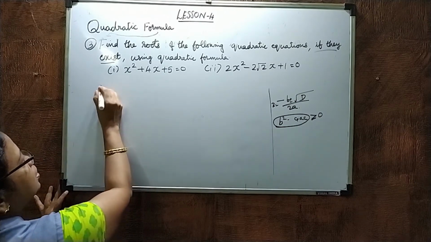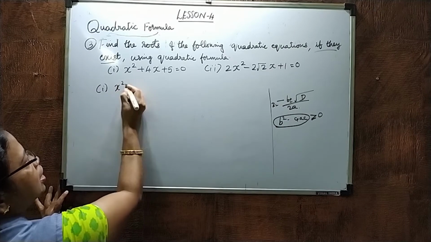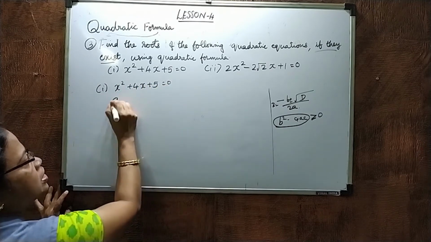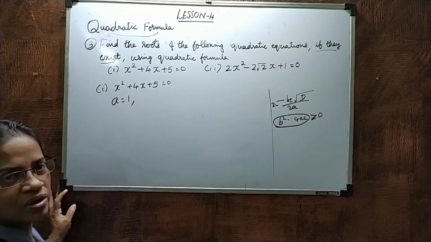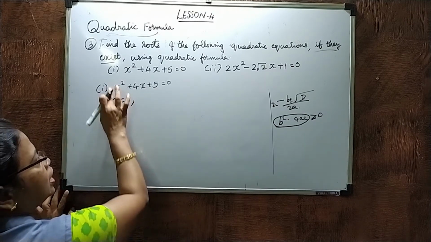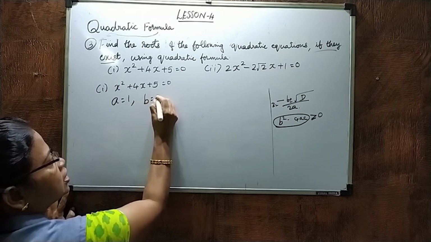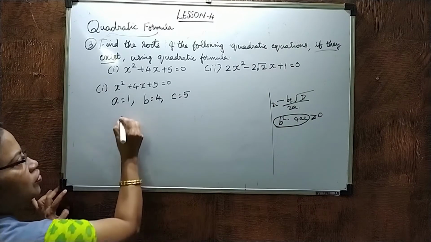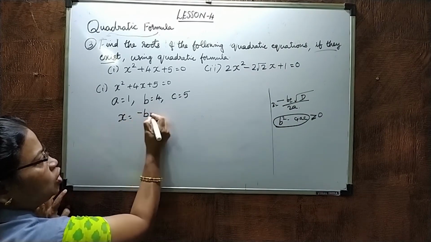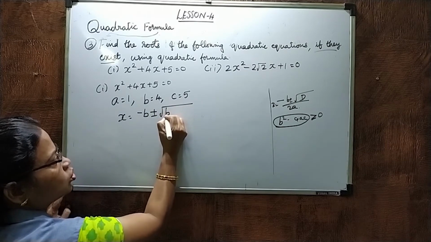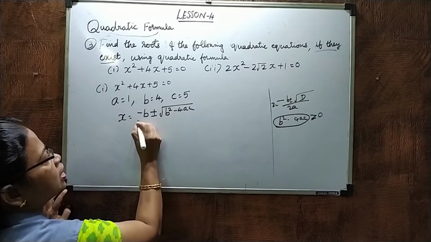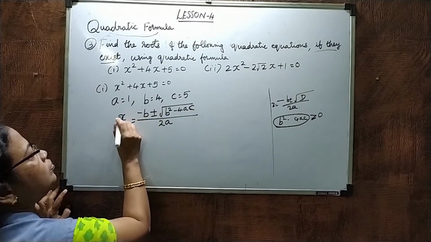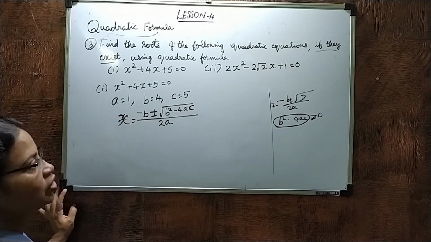First one. x square plus 4x plus 5 equal to 0. What is abc? Here a, coefficient of x square, is 1. Here 1 is there, always remember, okay. b is equal to 4. c is equal to 5. Now the formula is x is equal to negative b plus or minus root of b square minus 4ac the whole divided by 2a. Okay, after that what you should do?